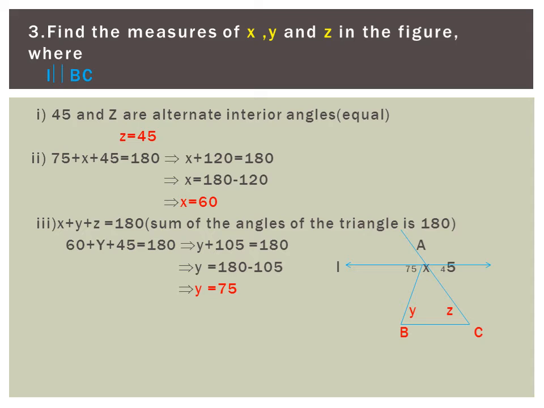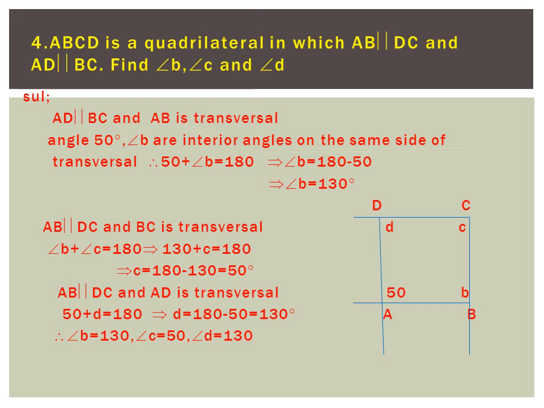angle x plus angle y plus angle z is equal to 180 because the sum of the angles of a triangle is 180. Therefore, automatically it is 180 degrees. But x is equal to 60, y we don't know, but z we have 45. So then automatically y is equal to 75. So we use the transversal law with the next, fourth problem.